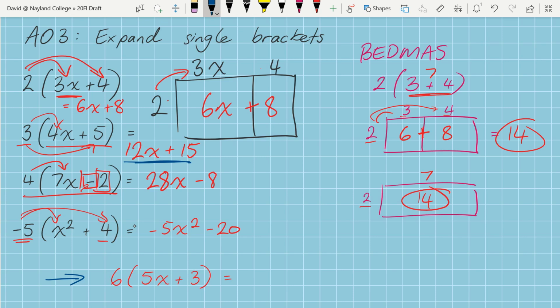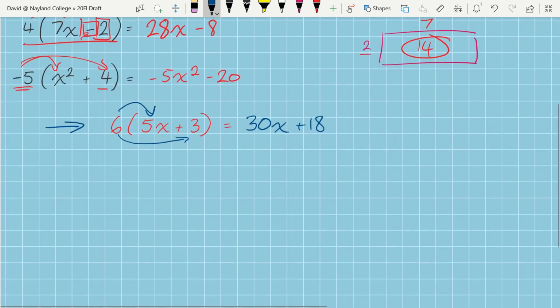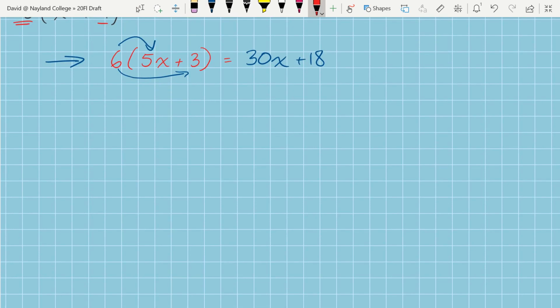All right, so you've had a go at answering this question yourself. Let's go through and see how it's done. So first part first, 6 times 5x. 6 times 5 is 30. 6 times 5x is going to be 30x. And next part, 6 times 3. 6 times 3 is 18. It's a plus 3, so it's going to be plus 18. So there's your answer.